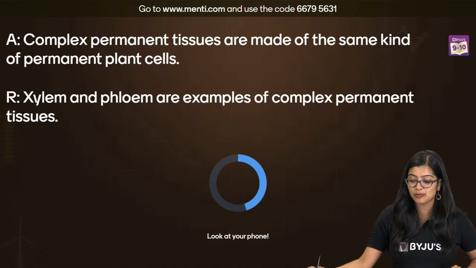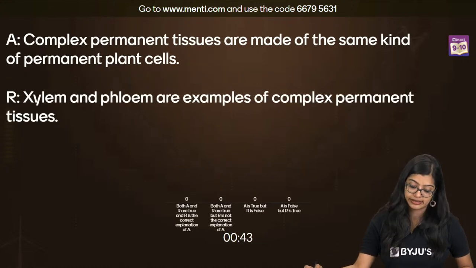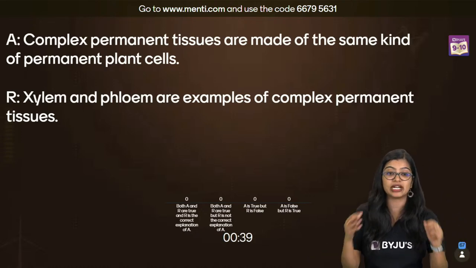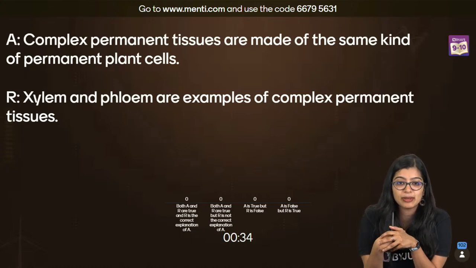Assertion says that complex permanent tissues are made up of the same kind of permanent plant cells. Reason being that xylem and phloem are examples of complex permanent tissue. Very simple and easy.